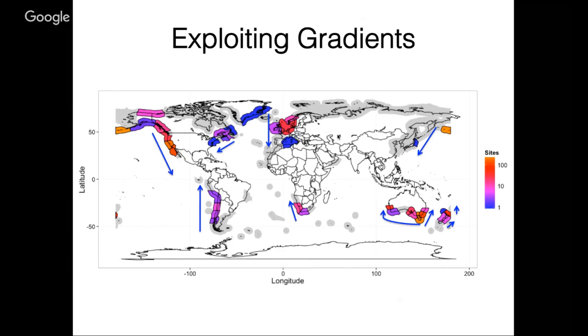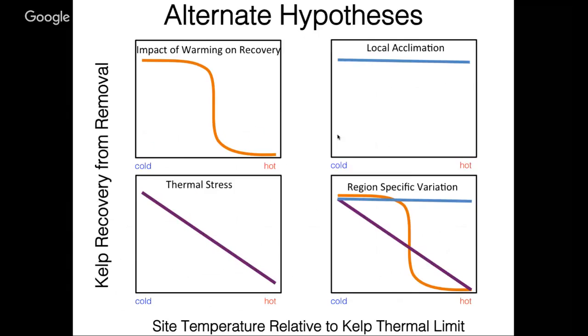So the idea really is to take each of these regions and exploit the thermal gradient in each. So each one of these regions runs from cool to warm as you move equatorward. And so if we conduct experiments along that gradient, we should be able to derive that kind of meaningful information. I laid out this impact of warming on recovery hypothesis before, but of course, different regions might have different shapes to that curve. Some might be flat if there's local acclimation and nobody cares about temperature. Maybe there's a linear relationship with thermal stress instead of that steep drop-off. Maybe there's variability. The reason we want to do this globally is to begin to understand whether there is regional variability in the shape of that relationship.